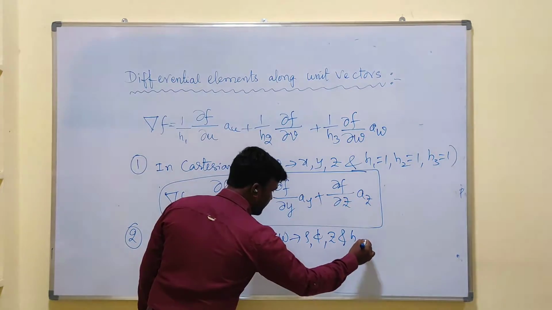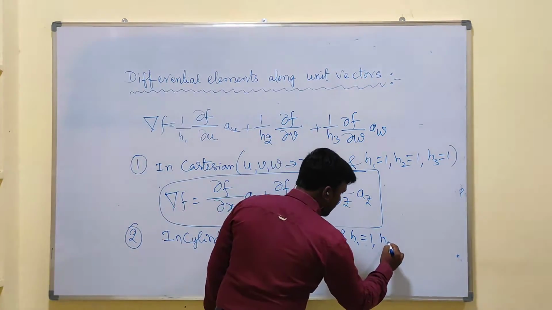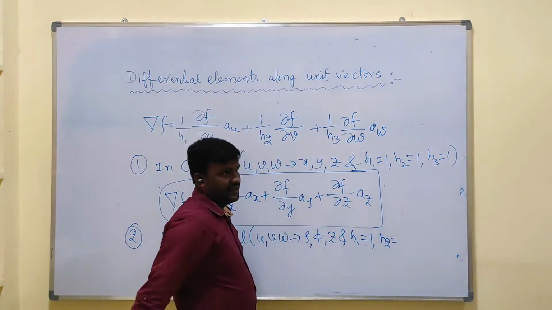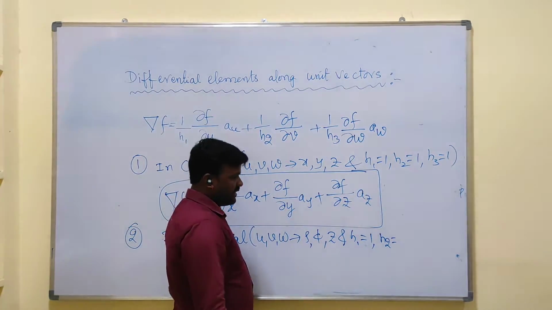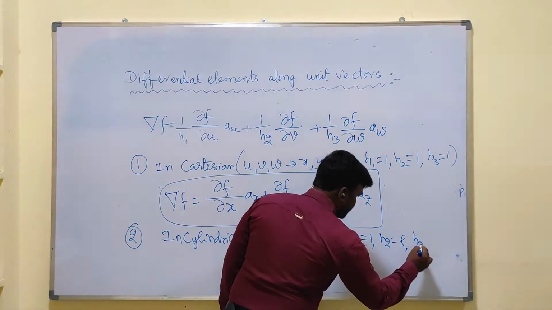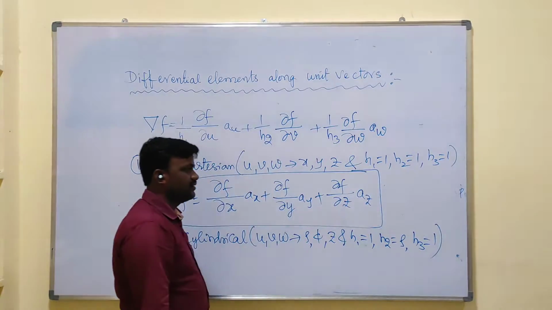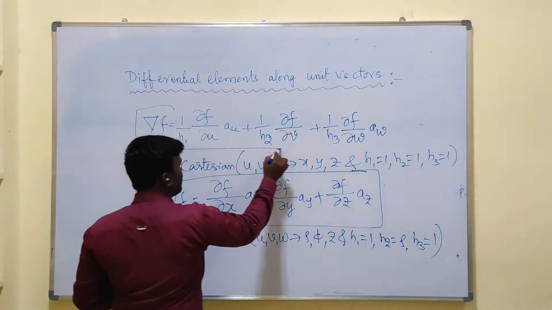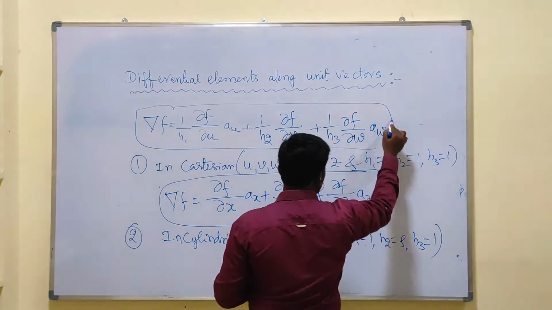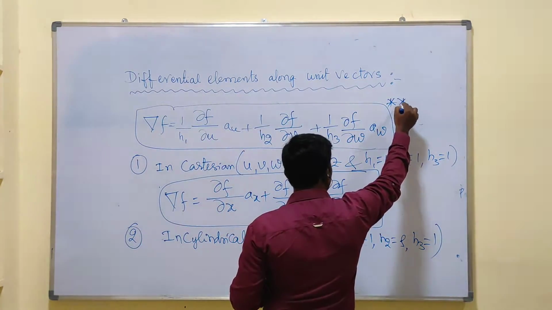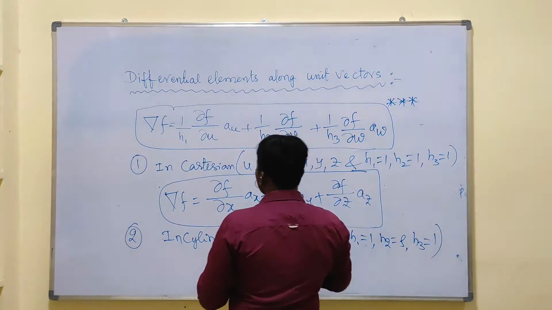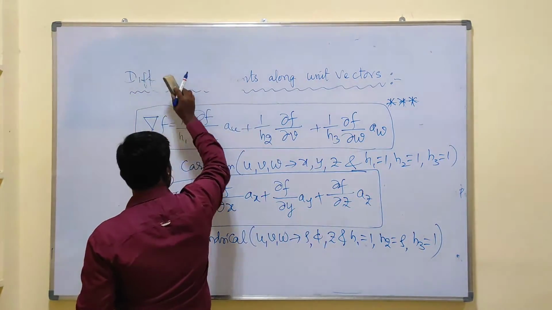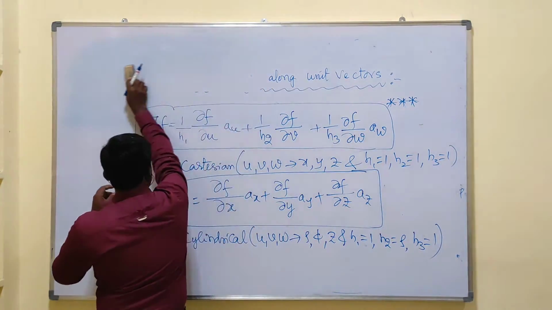And h1 is 1. h2 is what? h2 means phi element. Phi element is the angle made by rho. h3 is 1. Now substitute in this one. This is very important. By using this generalized formula, we can derive the gradient formula in different coordinate systems.